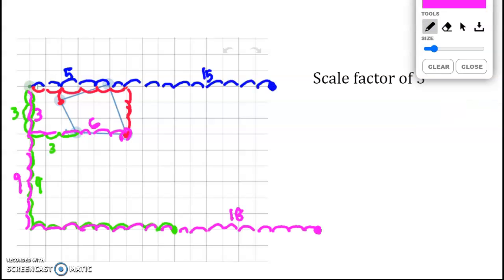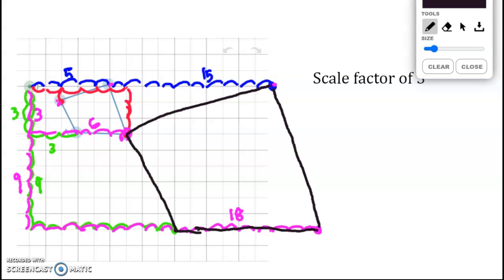I've gone ahead and found my points. I have my point right here that corresponds to this. I have my point right here that corresponds to this point. And I have this point corresponding over here, and this point corresponding over there. And when I join the vertices, this is what the image should look like.